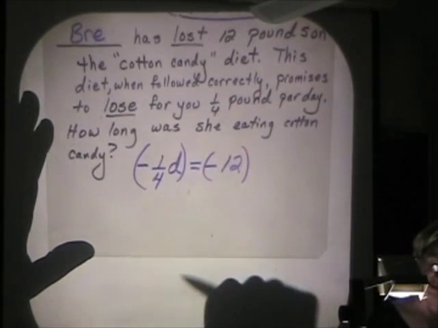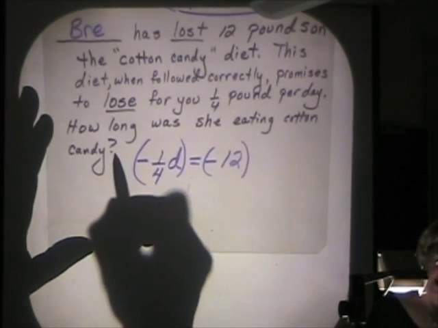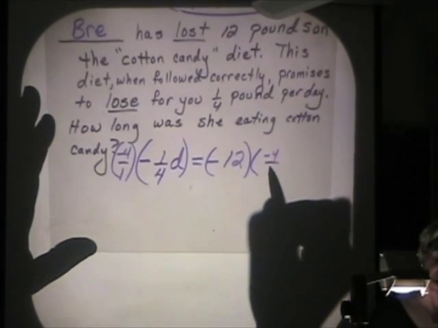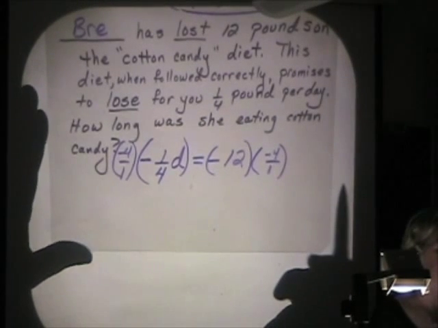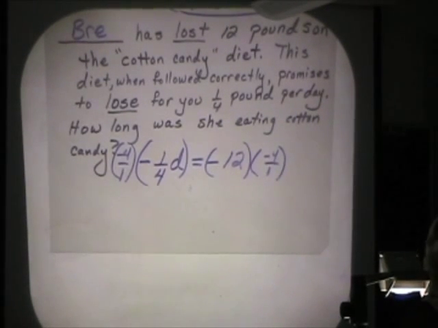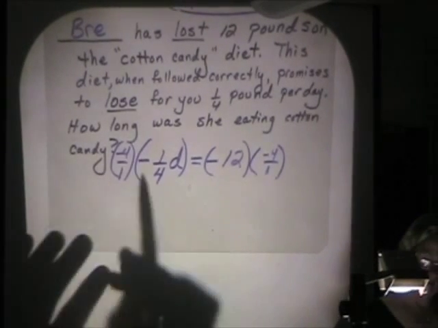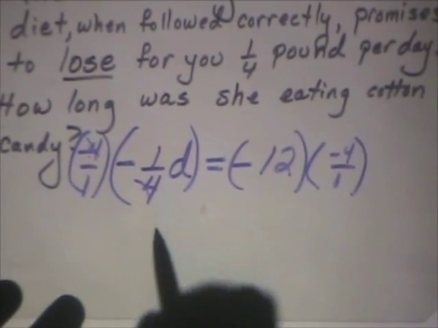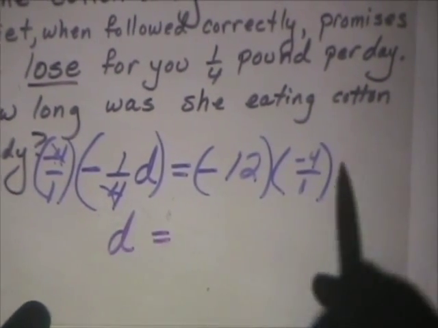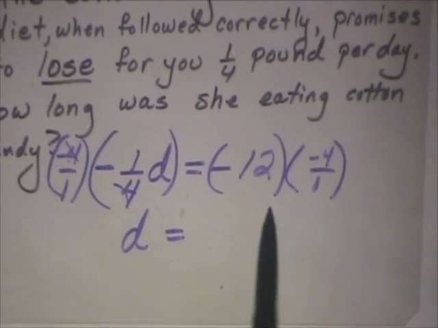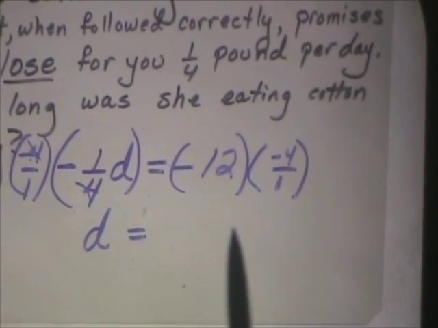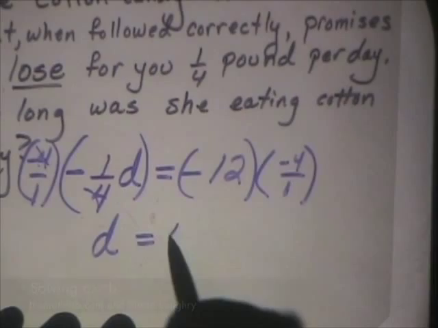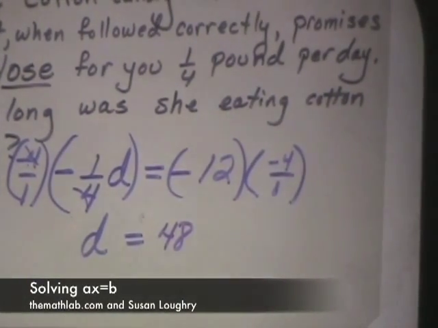We want to get rid of that negative 1/4. So we'll multiply by the reciprocal, which is -4/1. Both sides of the equation will have this done. Now, -4 over -4 is +1, so those multiply to +1 times d, which is d. And then here, a negative times a negative is also a positive, and 12 times 4 is 48. So it looks like it's going to take her 48 days of eating cotton candy.